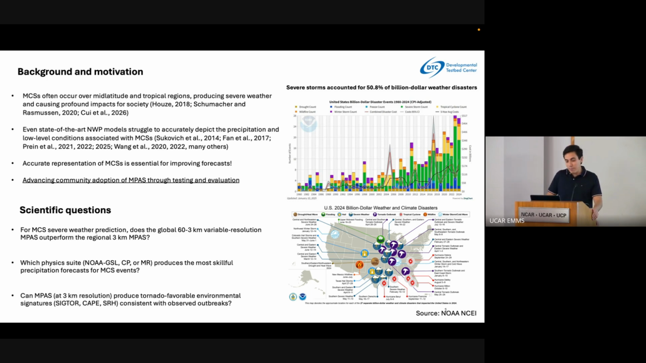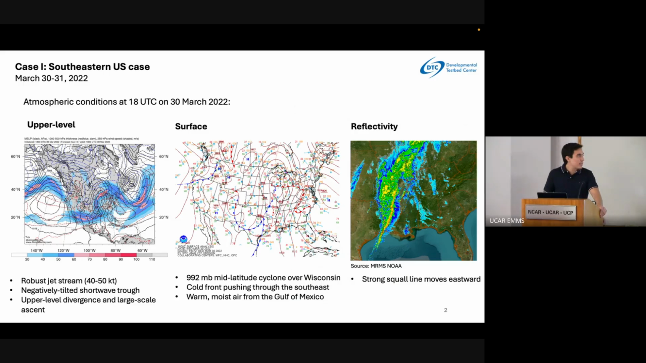And also, can MPAS reproduce tornado-favorable environmental signatures consistent with the observed outbreaks? We don't have the fourth question here, but I would like to see if we can get the same skill for mid-latitude MCSs when we are looking at the tropical systems. To do that, we selected 4 cases.